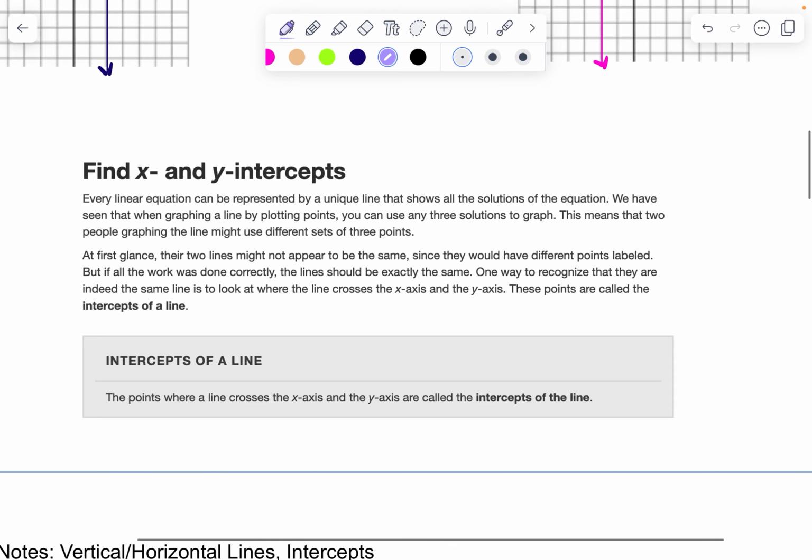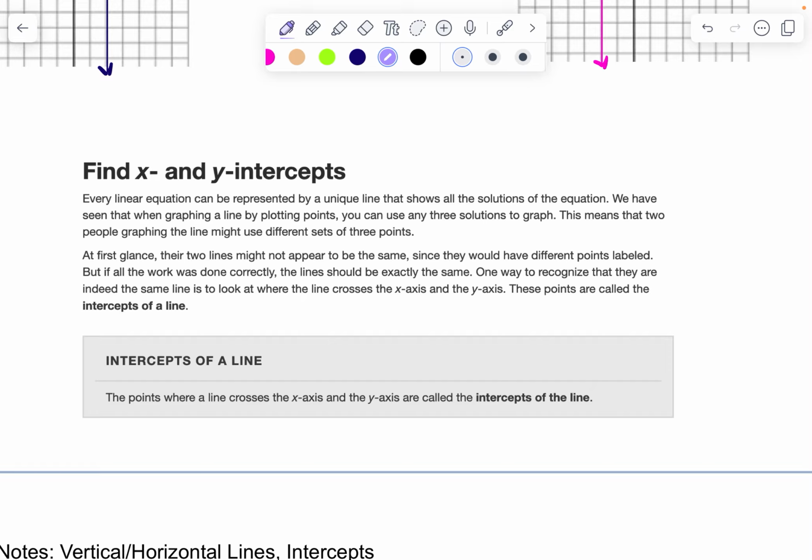All right, x and y intercepts. Every linear equation can be represented by a unique line that shows all the solutions of the equation. We've seen when graphing a line by plotting points, you can use any 3 solutions to graph. This means that 2 people graphing the line might use a different set of 3 points, but they'll still get the same line. At first glance, the 2 lines might not appear to be the same since they would have different points labeled. But if all the work was done correctly, the line should be exactly the same.